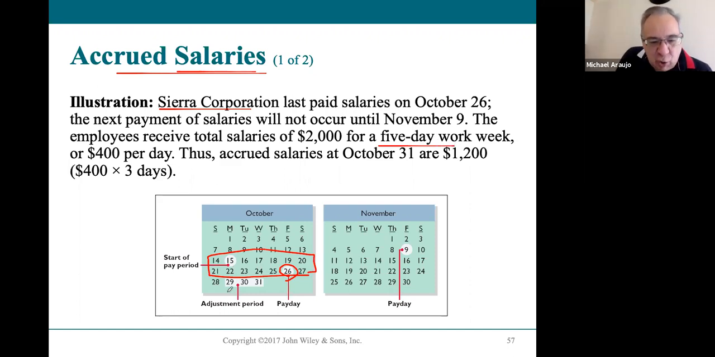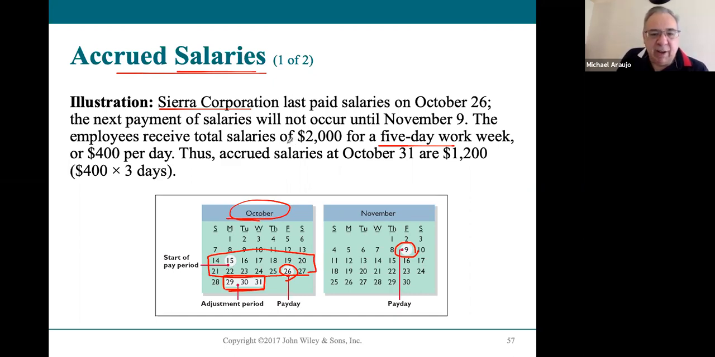Okay. So you have Monday, Tuesday, and Wednesday, October 29, 30, and 31, that is work in the month of October, but will not be paid until the month of November during the next pay date 2 weeks later. Well, these 3 days of work are October expenses, although you're not going to pay them until November.